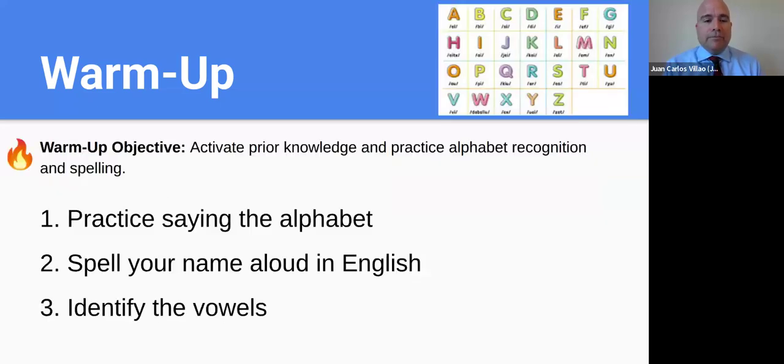And then finally, number 3 in our warm-up, you're going to identify the vowels. So we did number 1 and 2. Now we're going to identify the vowels. Same English alphabet, but more specifically, the vowels.